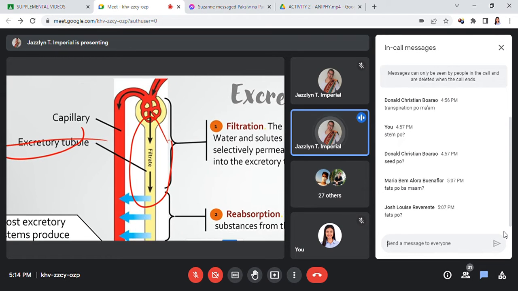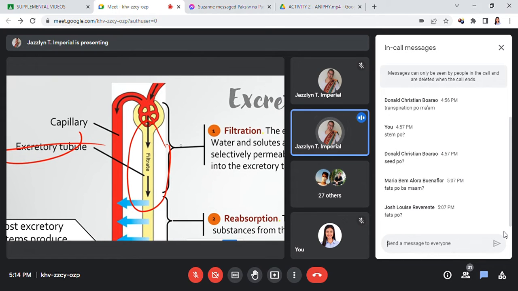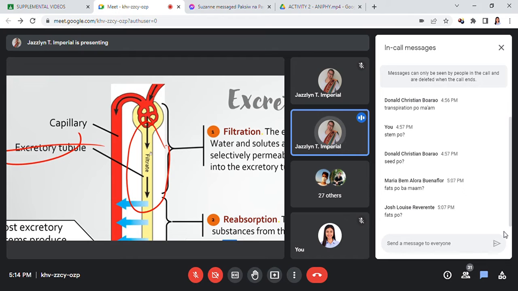Okay, so when we say filtration, the excretory tubule, here this tube yellow going down, collects the filtrate from the blood. Okay, so ito na yung filtrate, kinolect from the capillary, entering the glomerulus. Okay, I will be discussing later the entire process of glomerular filtration.